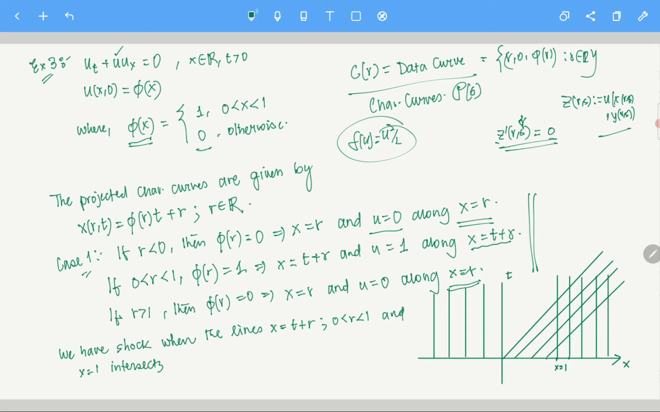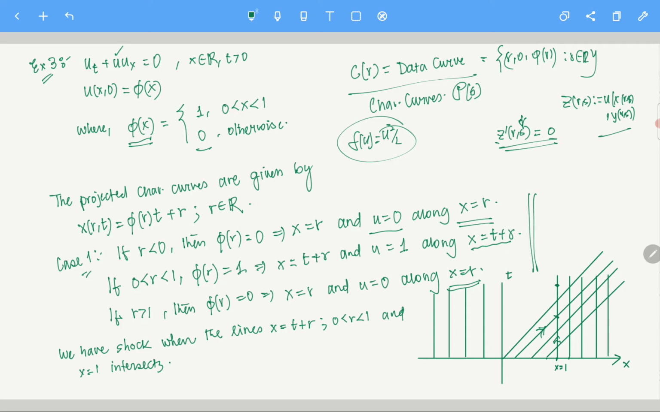Clear? Why shock? Because for every point here, wherever they intersect, they are intersecting everywhere, right? Every point on this line x equals 1 is getting intersected. So if you want to find the value of u there, it will be a multivalued function, because along these characteristics u is going to be 1, and along these characteristics it is going to be 0, right? So this is kind of a shock curve, you can say. Okay, there is a shock here.